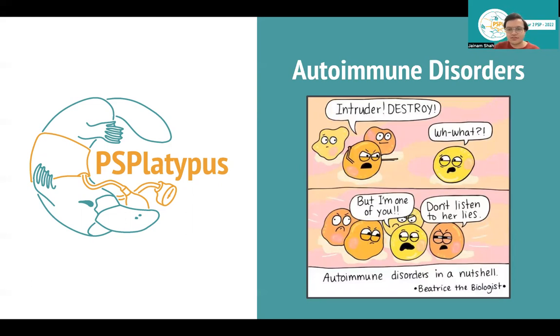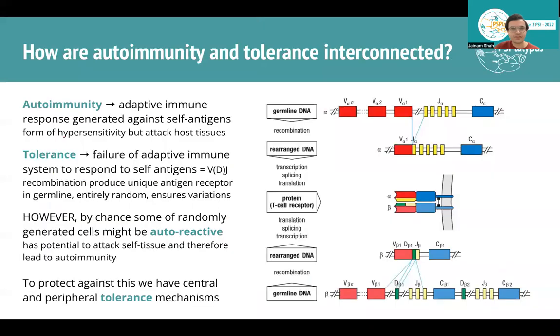Again, autoimmune disorders, we know that there are conditions in which your body's immune system is inappropriately attacking its own host tissues. So there's this idea of autoimmunity and tolerance. Autoimmunity, as we all know, is an immune response that's generated against self-antigens. So it technically is a form of hypersensitivity, but instead of attacking pathogens, it's attacking a host tissue.